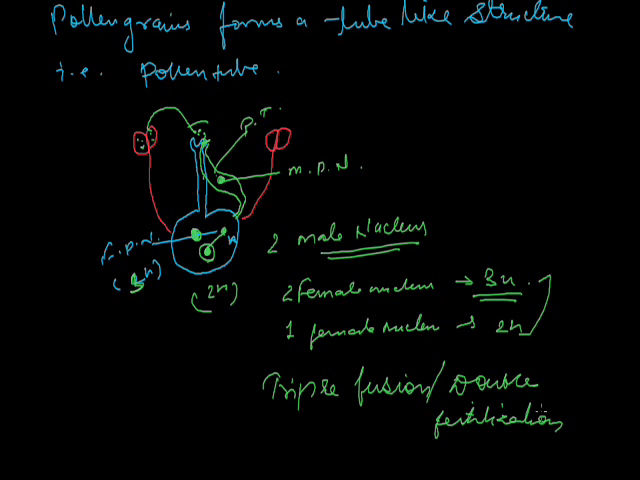Why triple fusion and double fertilization? Because triple fusion means two cells are already present in the female pronuclei, and one cell is also coming and they are making 3n condition. That's why we are calling it a triple fusion. And why double fertilization? Because two times the male nucleus is fertilized, one with the nucleus of the ovule, and one with the female pronuclei. That's why we are calling it triple fusion and double fertilization.